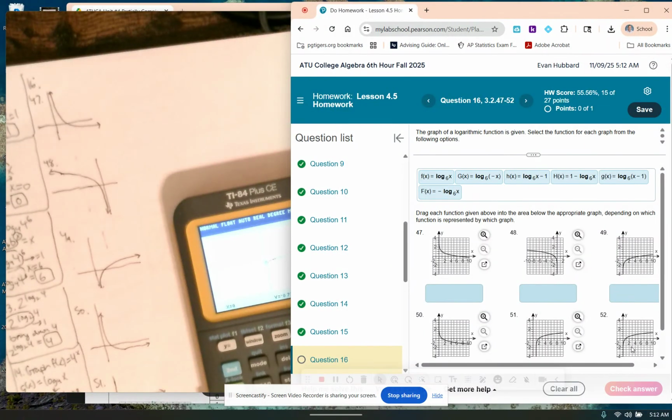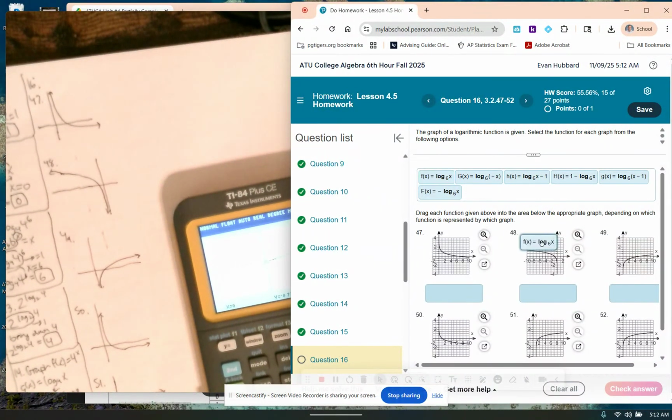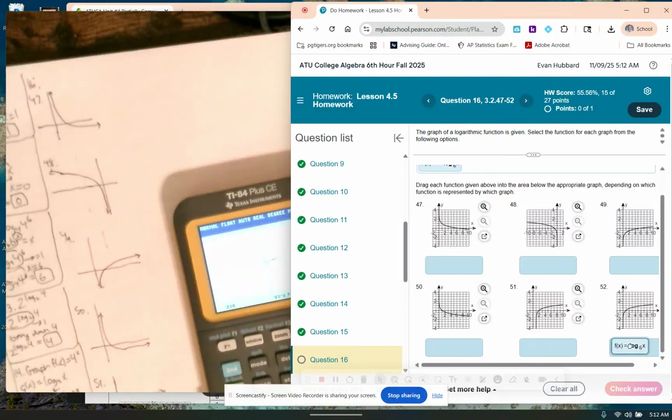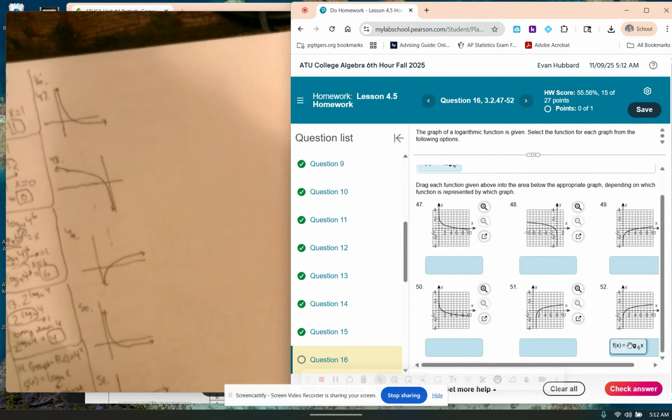x-axis here at 1, and so that looks like it's going to be this one right here, 52. So 52 is log base 6 of x. So they're all going to transform off of this one. So 52 is log base 6 of x, or f of x equals.